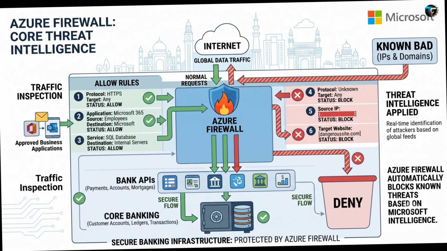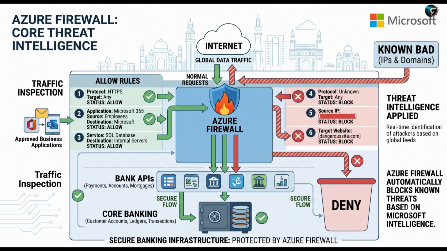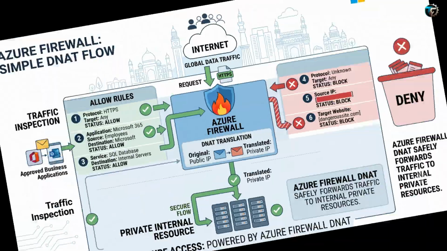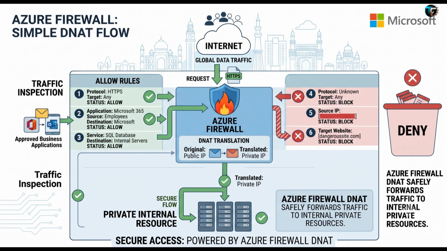Azure Firewall integrates with Microsoft's threat intelligence. It continuously receives updates about malicious IP addresses and domains. Traffic from known attackers can be automatically blocked. Sometimes external users need access to an internal application. Instead of exposing the server directly, Azure Firewall performs Destination Network Address Translation, or DNAT. It safely forwards traffic from a public IP to an internal private resource.